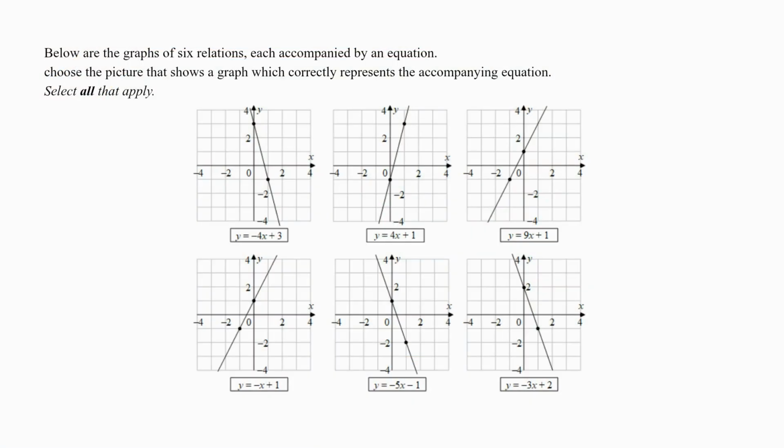Let's have a look at this question. When you are looking at a linear equation like y equals mx plus b, the fastest way to solve it is to check the y-intercept first to narrow things down, then check the slope.